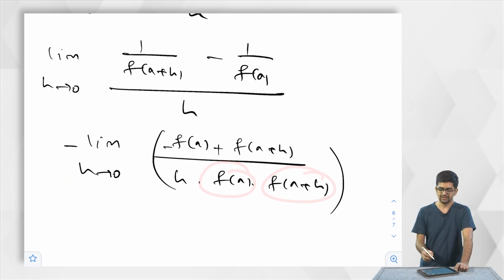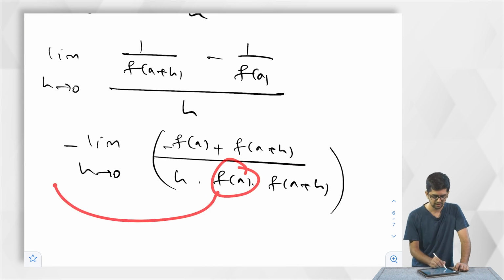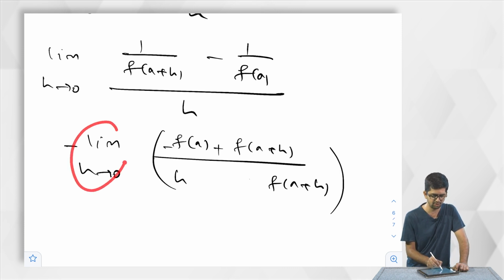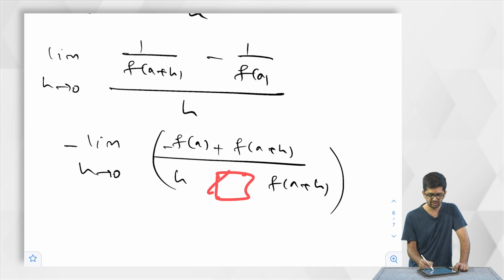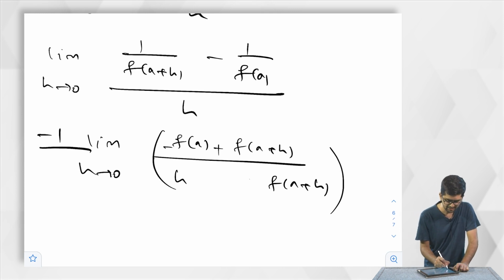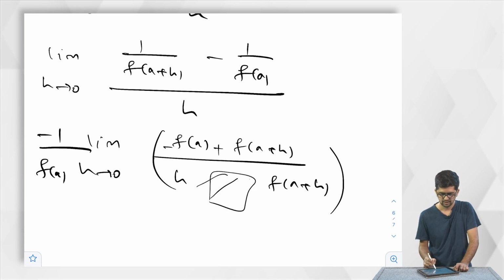I don't know what to do. This is constant, so we can just remove that. We can just pull it back. So I am removing this constant. See, this is about a limit as h goes to 0. So this constant doesn't really mean anything, even if it is inside or outside. So I am writing this as minus 1 by f of a. Whatever I removed from here, I just kept it here.